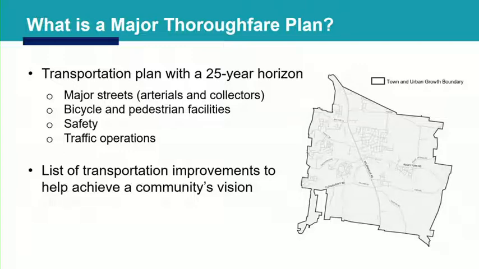of somebody's planning efforts. We also address bicycle and pedestrian facilities, as many of you probably have already seen, quite extensive recommendations. And then also safety and traffic operations. So a lot of the even street improvements have to do with safety and traffic operations. And then finally, it's really ultimately to come up with a list of transportation improvements to help achieve the community's vision.